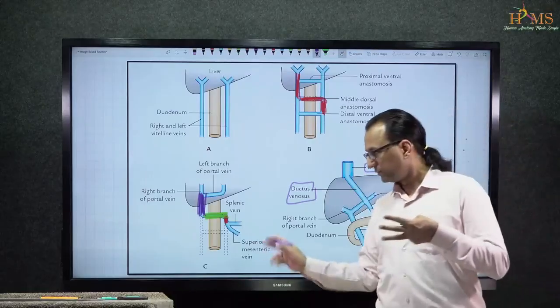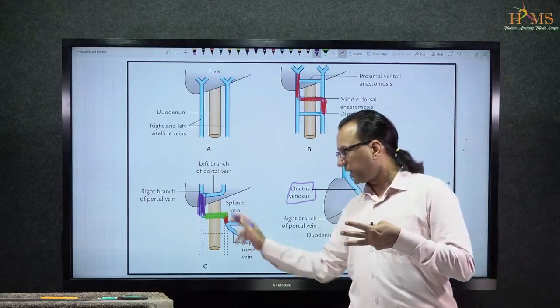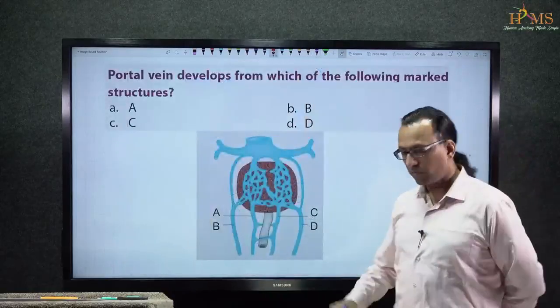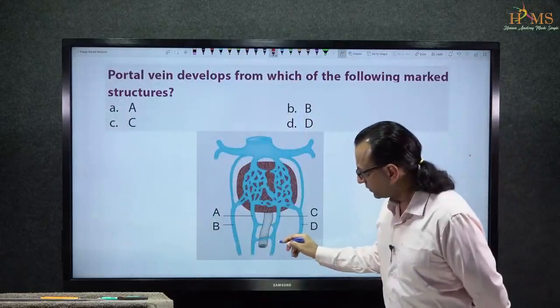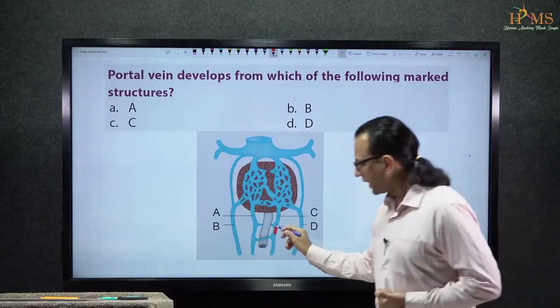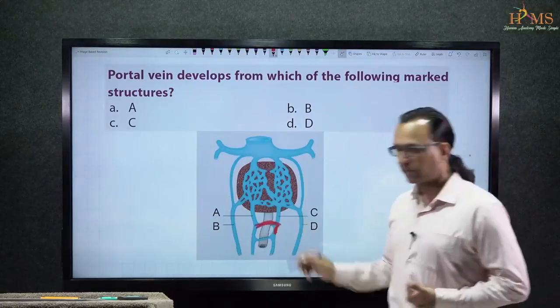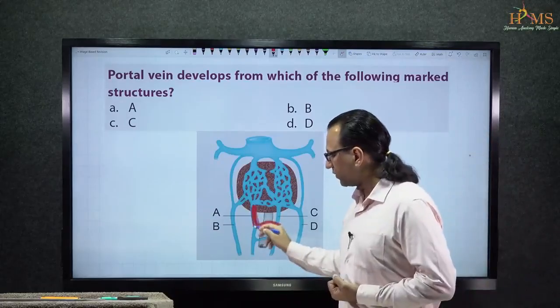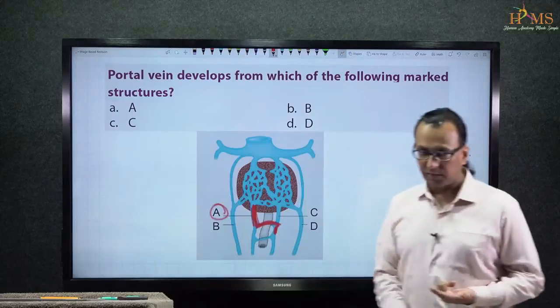So let us just remember the three components of the portal vein embryologically. Here you can mark them again. There was little contribution from the left vitelline vein, significant contribution from the middle dorsal anastomosis, and major contribution from the right-sided vitelline vein. So marker A should be our answer.